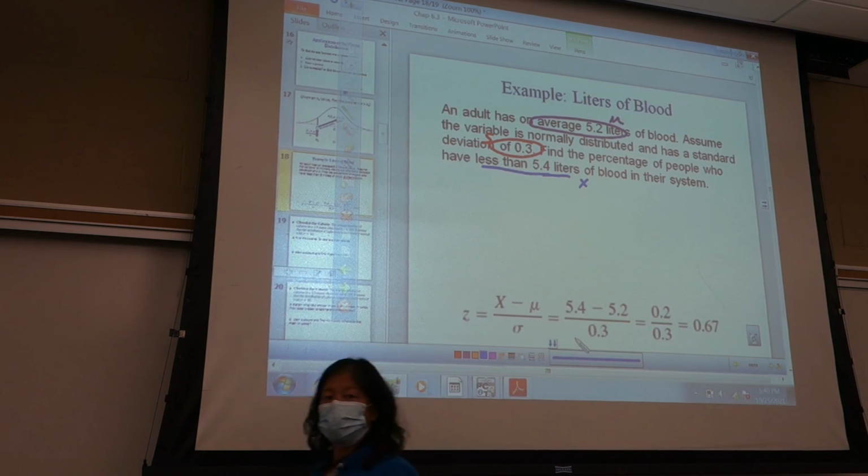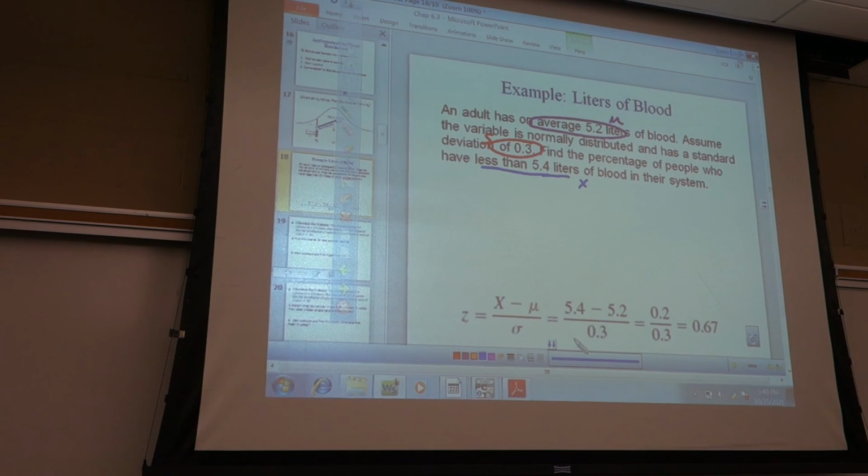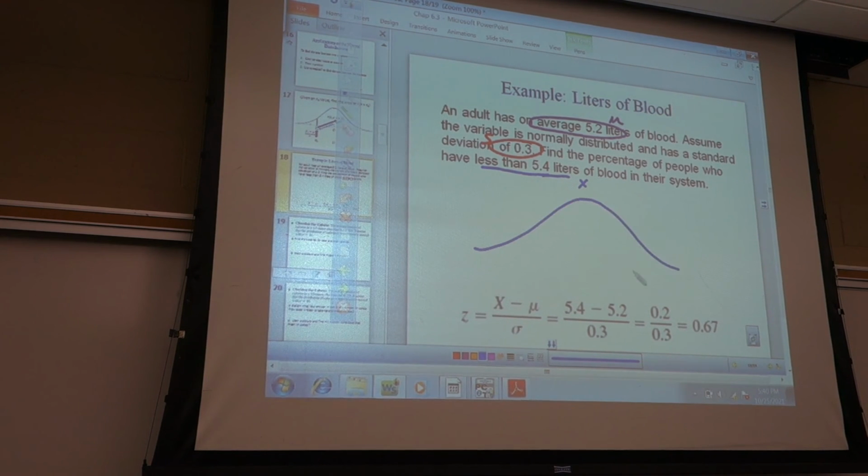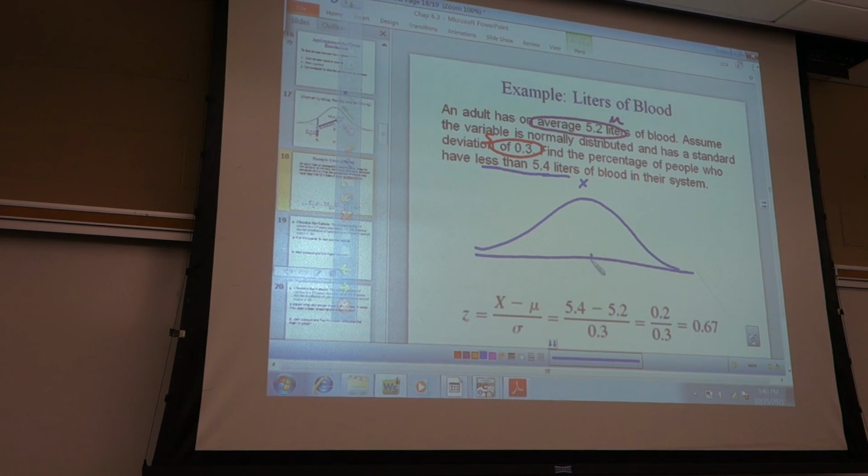Now that's my first step. Once I have that, then I draw a picture. Is 0.67 on the left or the right? On the right, 0.67. Draw a line up. Do I want less than it or greater than it? Less than, that's on the left side, over here. So then I'm going to do normal CDF.